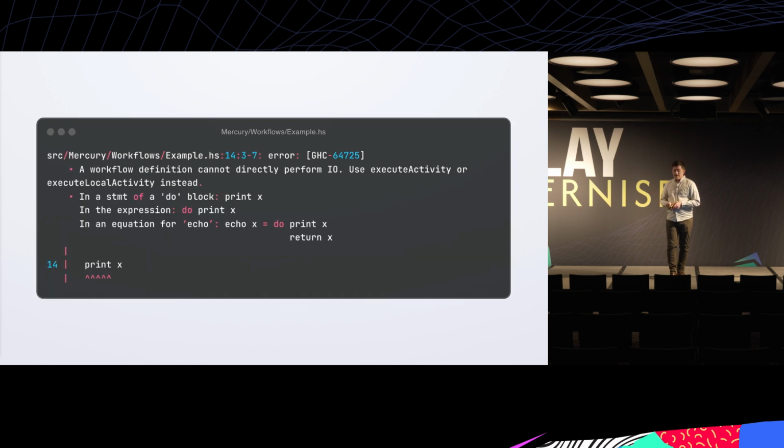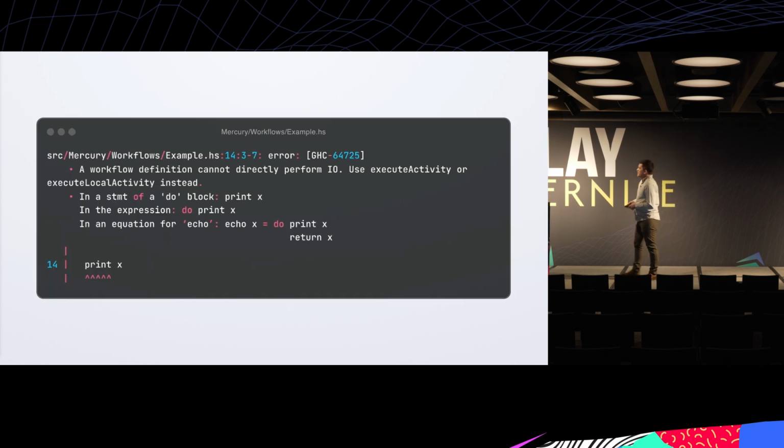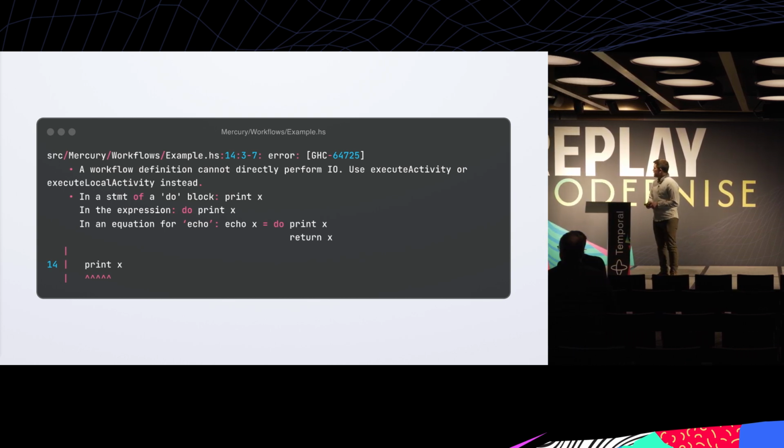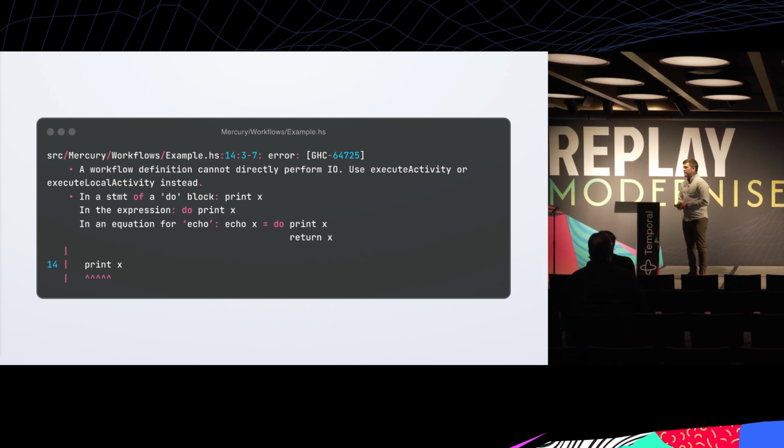If you try to compile that, you get this lovely compiler error, and it'll say workflow definition can't directly perform I/O, use execute activity instead. So the idea is that we are able to help our engineers. They don't have to necessarily understand the semantics of workflows. We can statically prevent them from accidentally introducing non-determinism. Now, this is just one category of non-determinism, right? There's a lot of ways that you can still break code by changing it and deploying it. But we have eliminated a certain category of error.